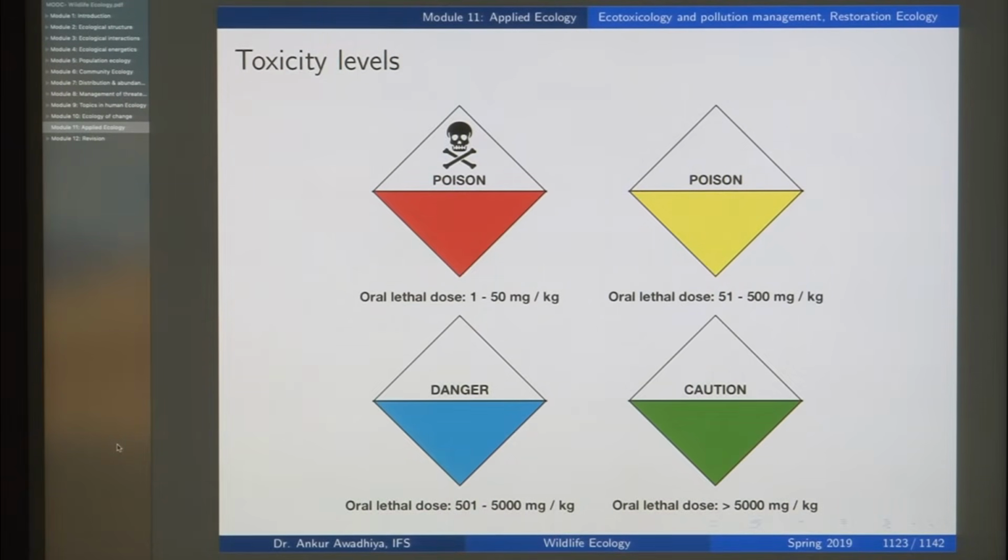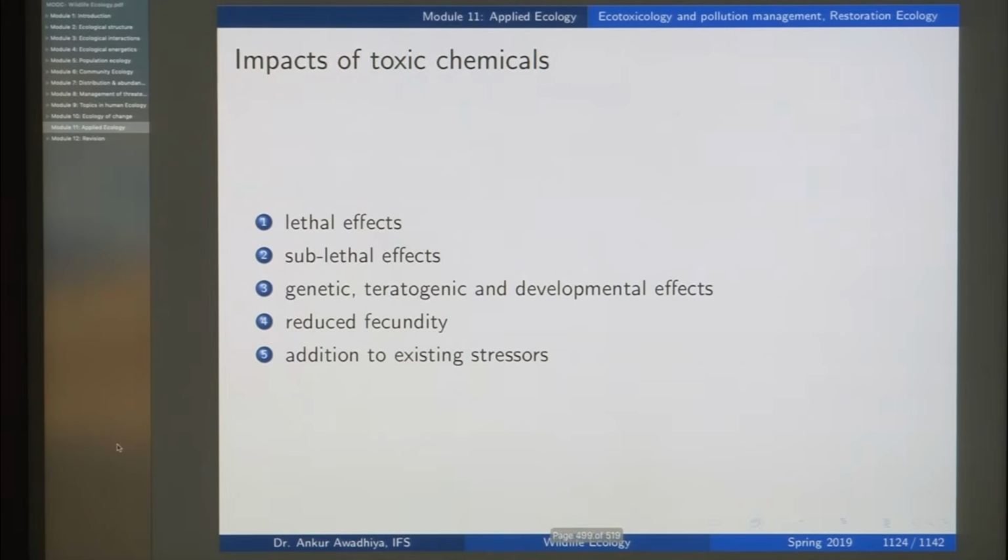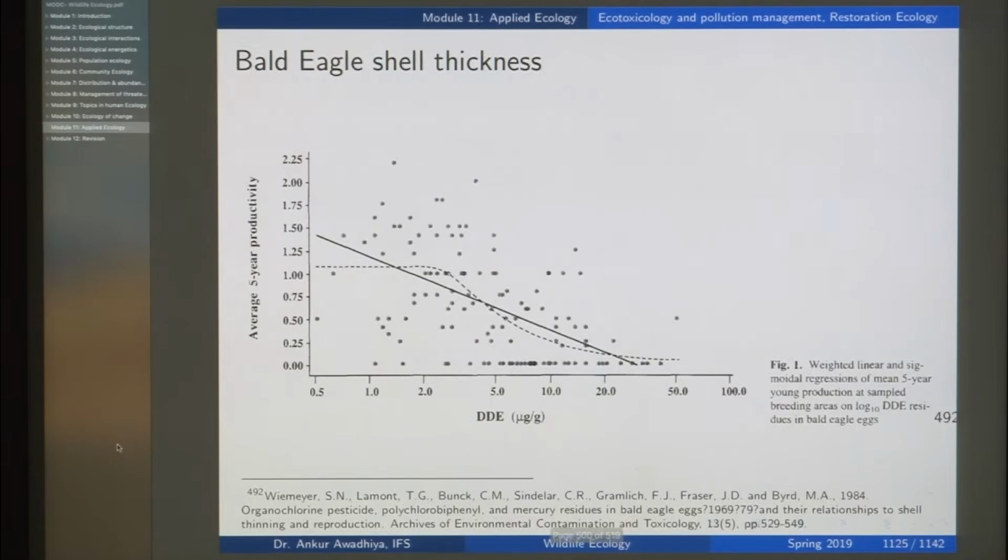Toxins have different toxicity levels, they have different lethal doses, and the impacts can be lethal, sublethal, genetic, teratogenic, developmental, or an impact on reduced fecundity, or they can be in addition to the existing stressors. And then we looked at this bald eagle shell thickness problem.